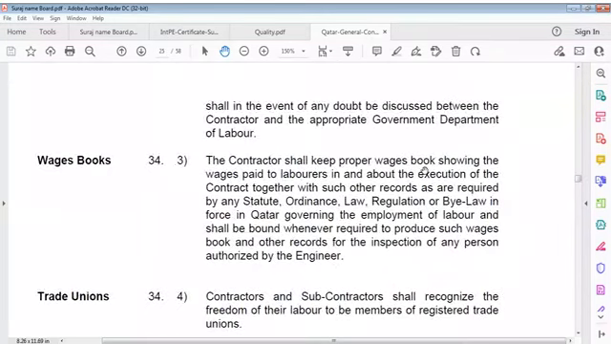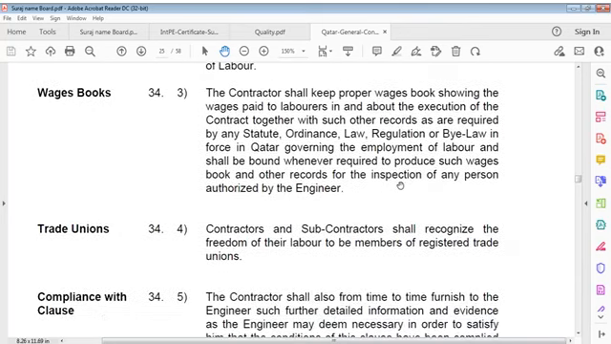Any doubt shall be discussed between the contractor and the appropriate government department or workers. Wage books. The contractor shall keep a proper wages book showing wages paid to workers in and about the execution of the contract, together with such other records as are required by statute, ordinance, law, regulation, or bylaw in force in the country governing employment of workers, and shall be bound whenever required to produce such wages book and other records for inspection of whatever person is authorized by the engineer.